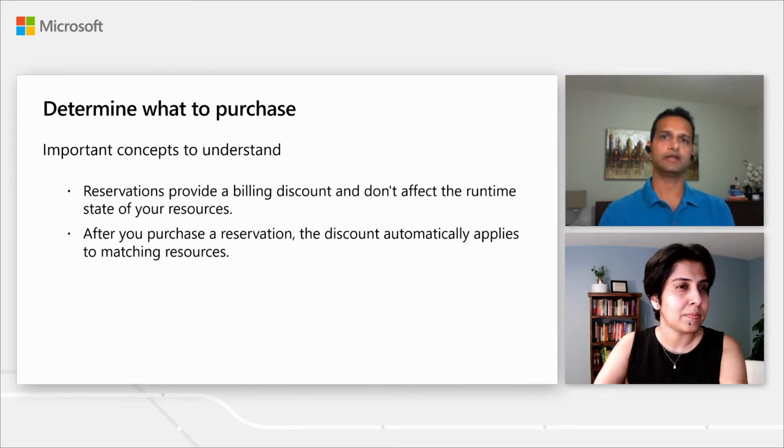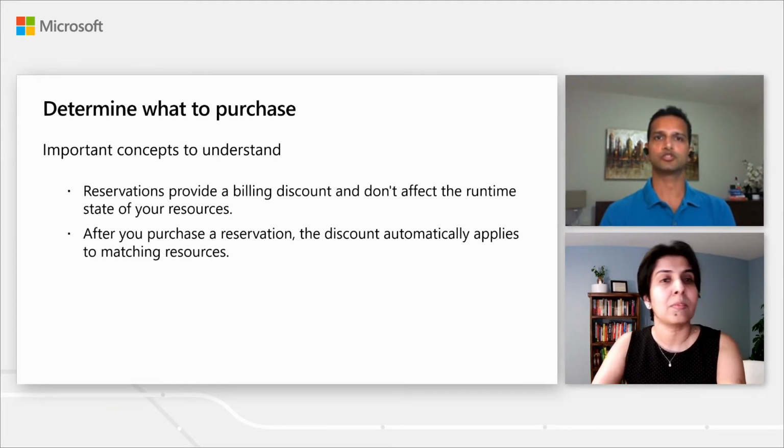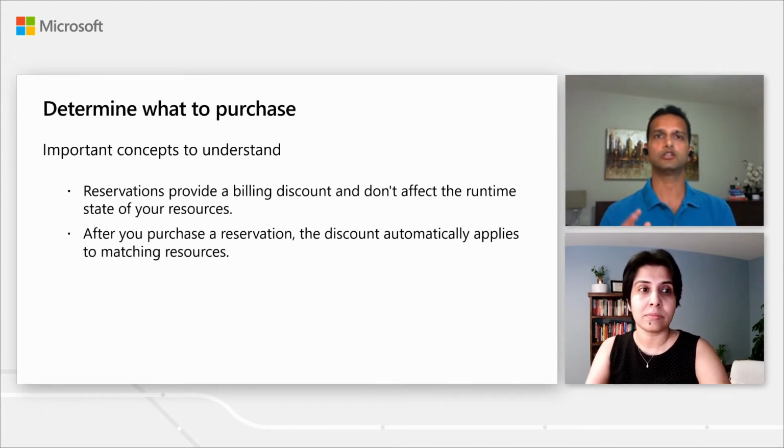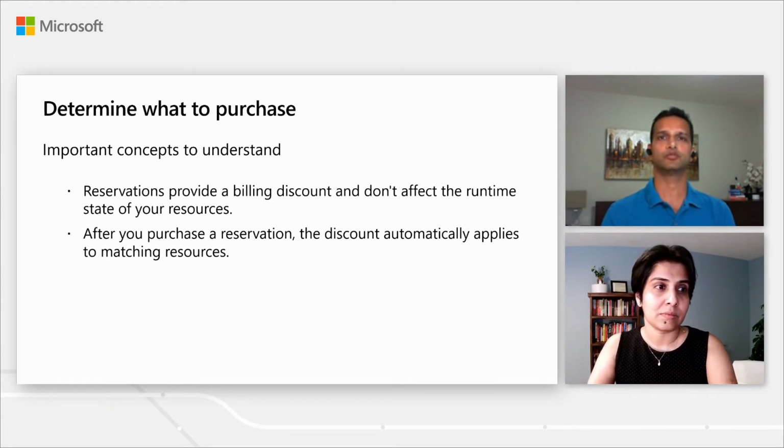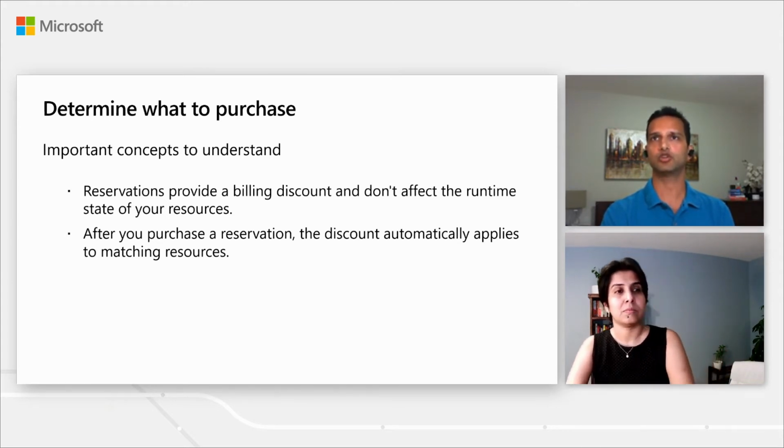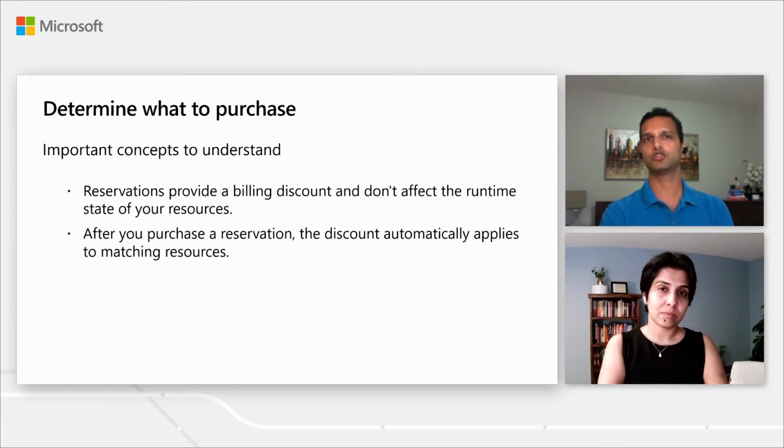You do not need to go and tag a reservation to a resource. You don't need to restart a resource. You don't need to do anything. We try to make it as simple as possible for you. Just purchase a reservation. If there's a matching resource, it'll apply to it. So as you go through this, determine what to purchase, figure out what you're using, go purchase a matching reservation. It'll automatically apply.